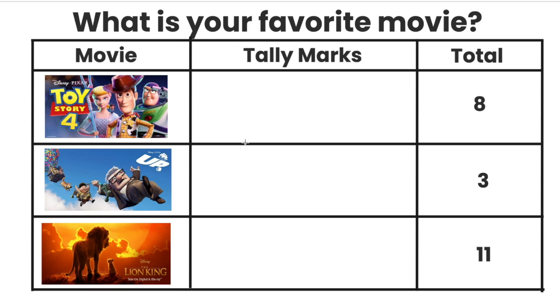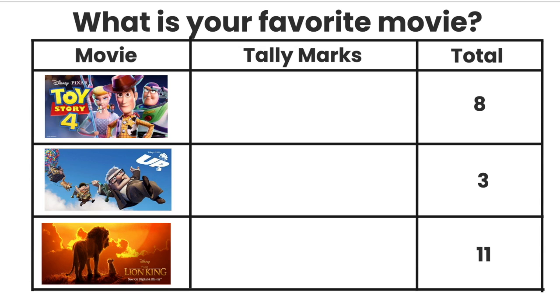Okay, so let's practice making tally marks with the given data. As you can see, we took a survey and the question was, what is your favorite movie? And as you can see, we have 3 movies to choose from: Toy Story 4, Up, and The Lion King. And the information was already filled out where 8 people voted for Toy Story 4, 3 people voted for Up, and 11 people voted for Lion King. But I want to really focus in on making tally marks. So this is a tally chart, and as you can see, you will have a category, a place to put your tally marks, and a place to write your total.